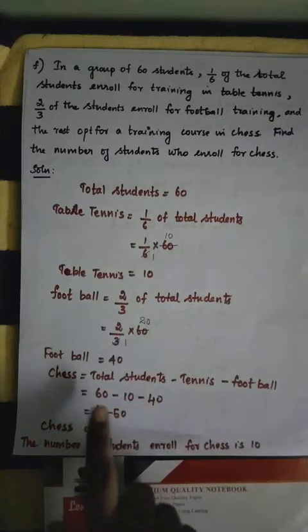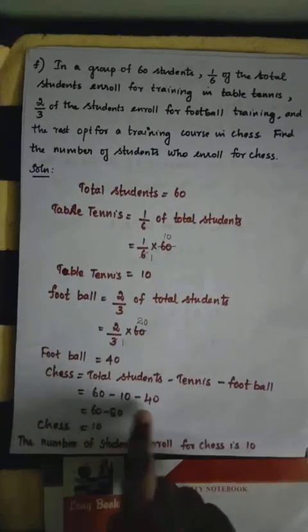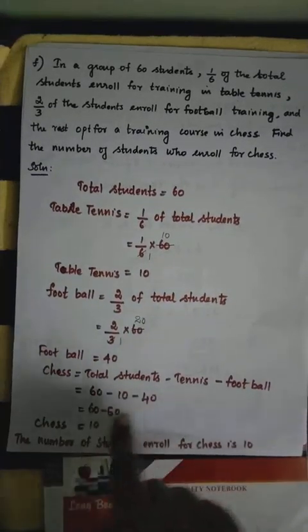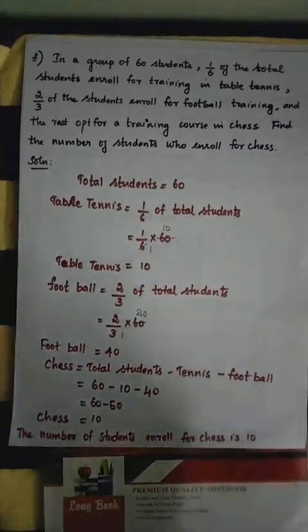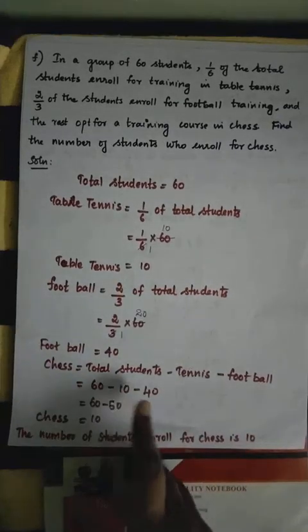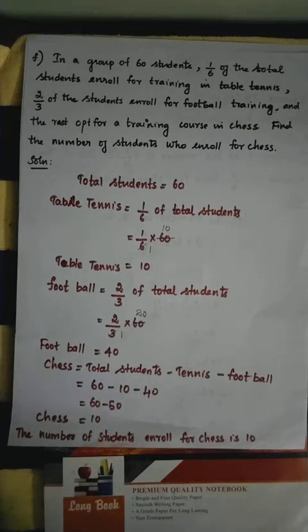Total students is 60. 60 minus tennis is 10. For football it is 40. So 60 minus 10 minus 40. Both signs are the same, so just add the numbers. Minus 10 minus 40 is minus 50. 60 minus 50 is 10. So the number of students enrolled for chess is 10. Clear? Understand?